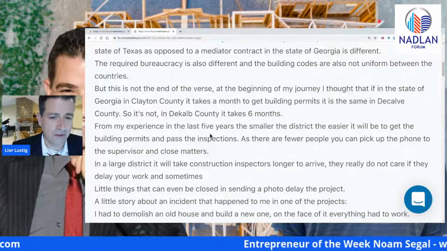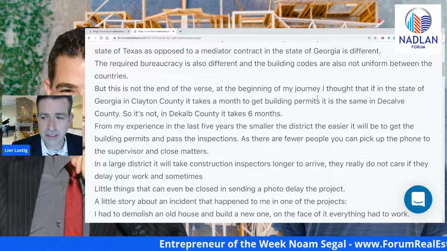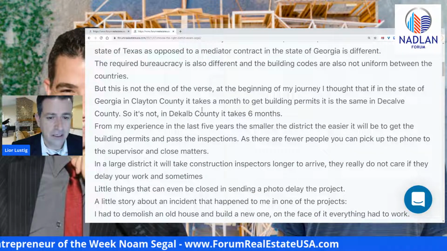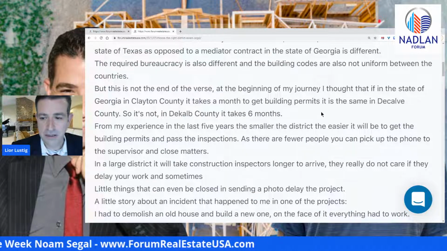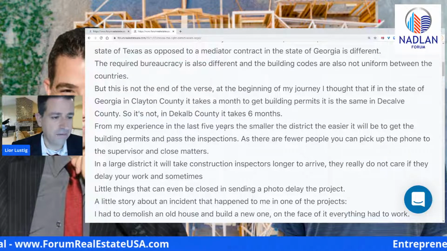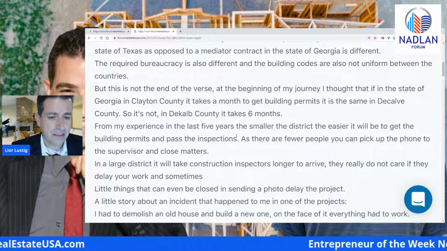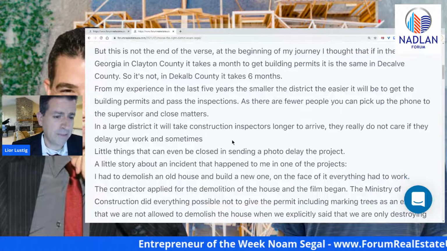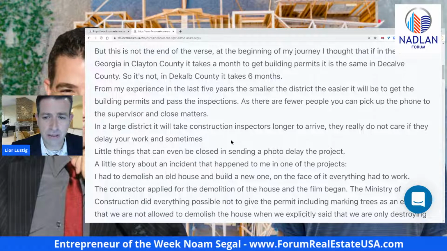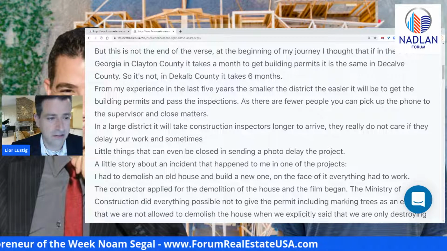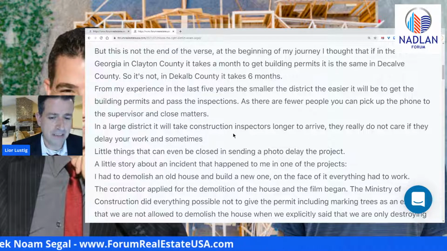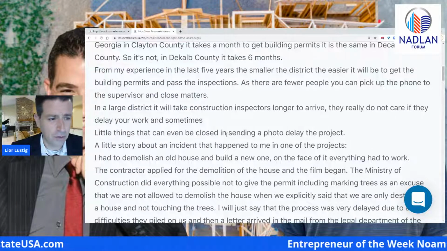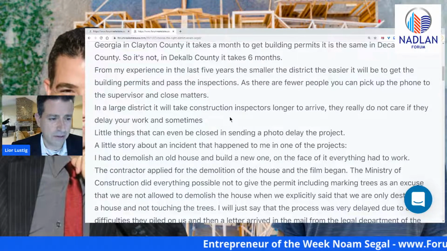But this is not the end of the story. At the beginning of my journey, I thought that if in the state of Georgia, in Clayton County, it takes a month to get building permits, it is the same in DeKalb County. So it's not. In DeKalb County, it takes 6 months. From my experience in the last 5 years, the smaller the district, the easier it will be to get the building permits and pass the inspections, as there are fewer people, and you can pick up the phone to the supervisor and close matters.